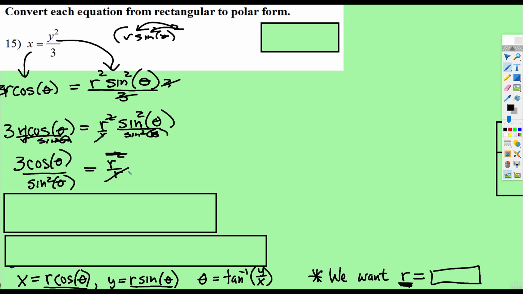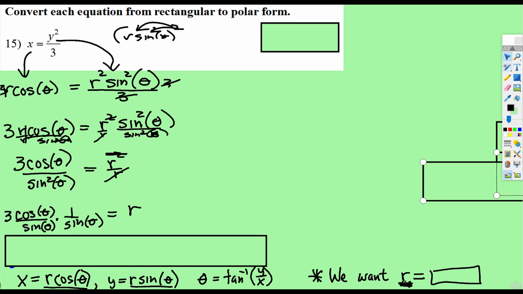Okay, so now what can we do with that? Even though I technically said we're finished, we can simplify this further. Technically, r is equal to stuff, but we need to simplify this further. Since that's cosine over sine squared, we're going to write that as two separate fractions. We're going to write that as 3 times cosine over sine times 1 over sine.